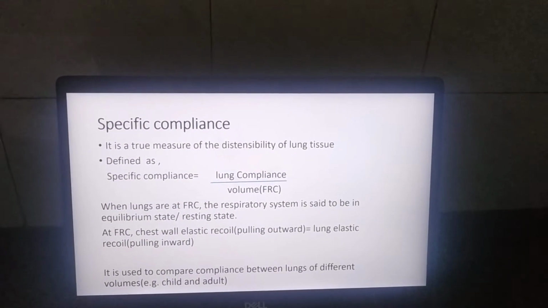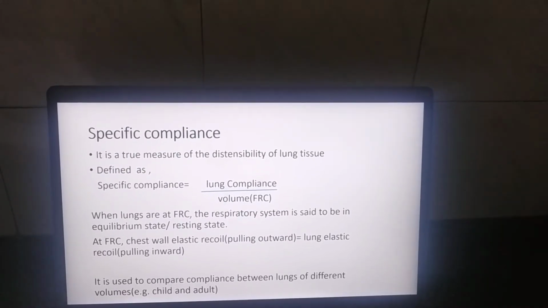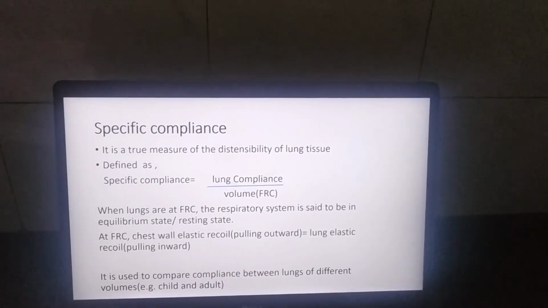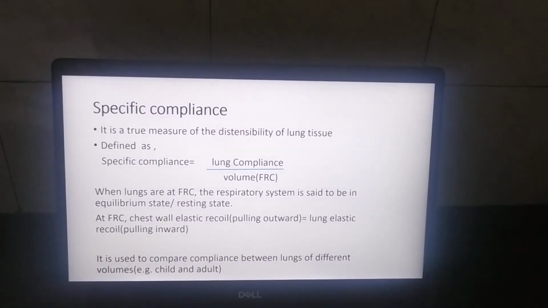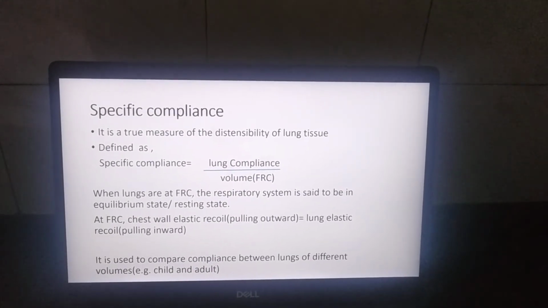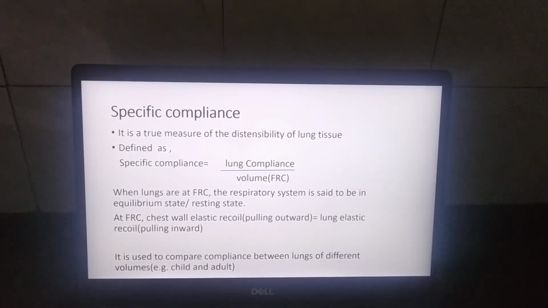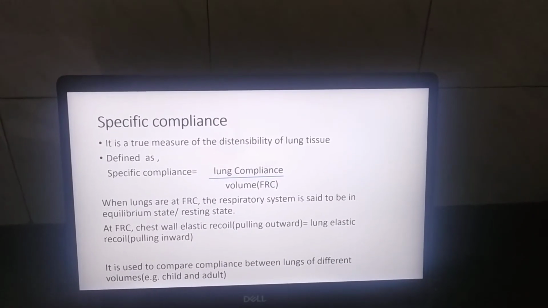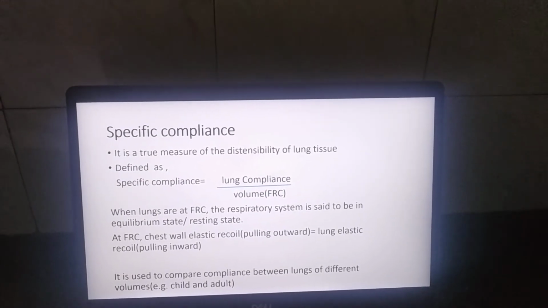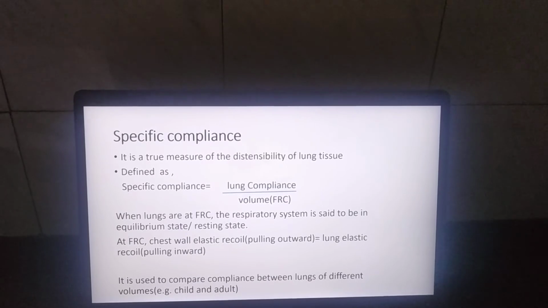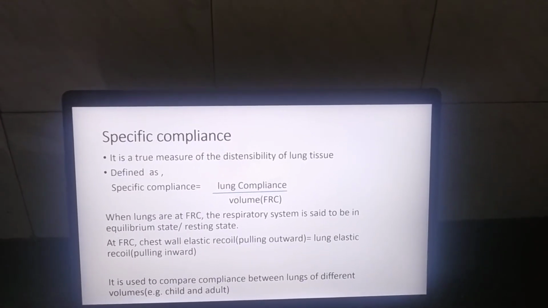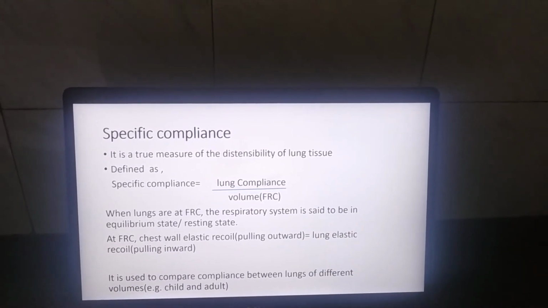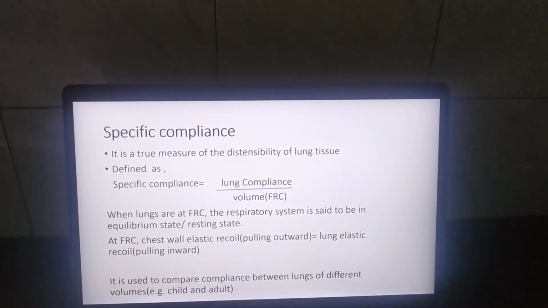So what is the implication of this? We have a compliance of 200 ml per centimeter of water, that is the distensibility of lung. But for how much lung mass, for how much lung size, that is to be considered. Specific compliance is like a cardiac index. We know that cardiac index is cardiac output per square meter of surface area. The heart pumps 5 liter of blood per minute, so this circulation of blood is for how much body surface area. In the same way, specific compliance is the distensibility for how much lung tissue.